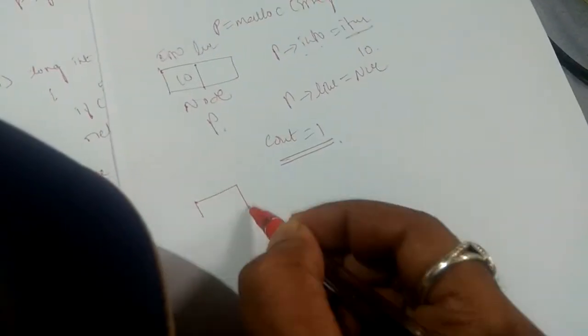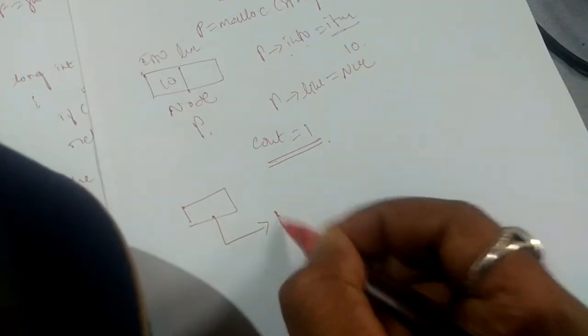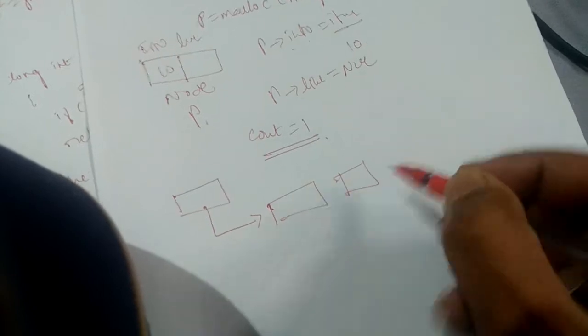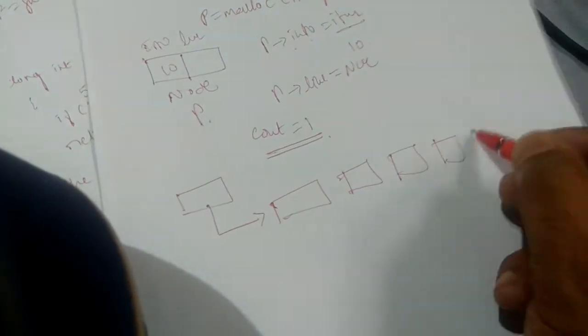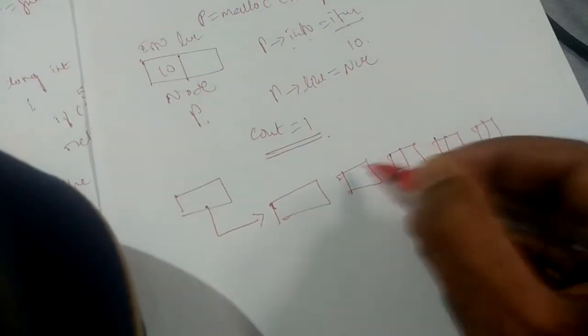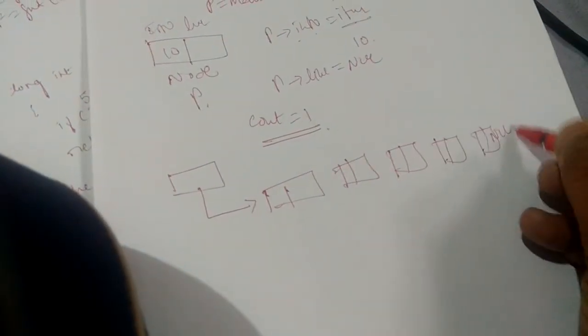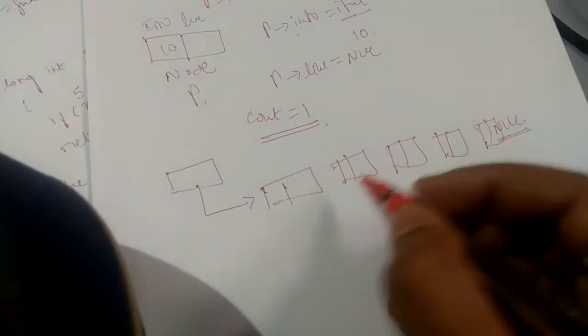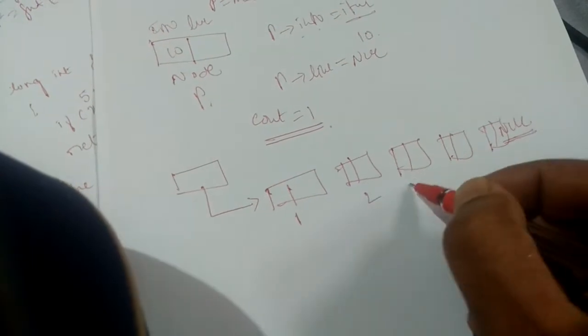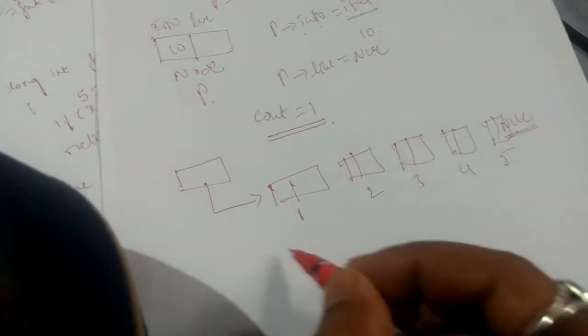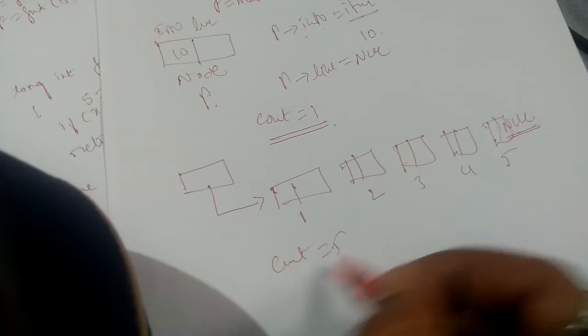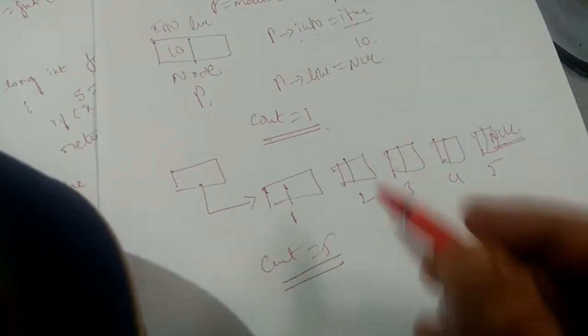Like this, you have to create 5 nodes. First is null, first node, second, third, 4, and 5. Each node is divided into 2 parts, as you know. Then the last part I'll tell. Okay. Then this is node 1, node 2, node 3, node 4, node 5. Total number of count is how many? 5 total. Any number of nodes you can create.